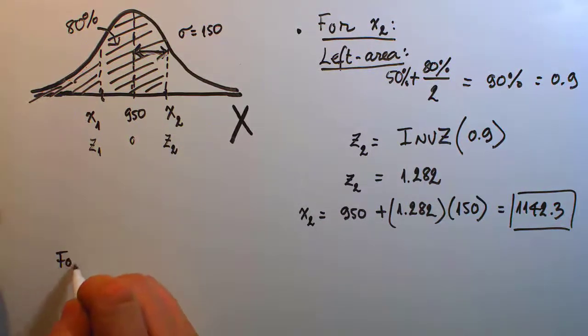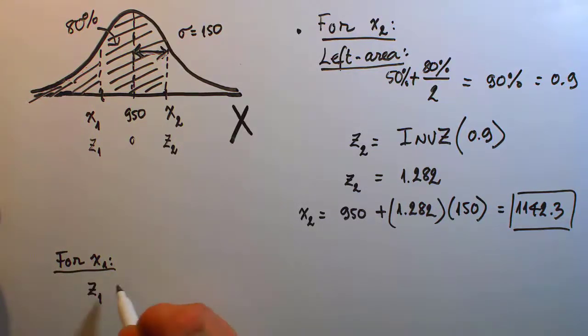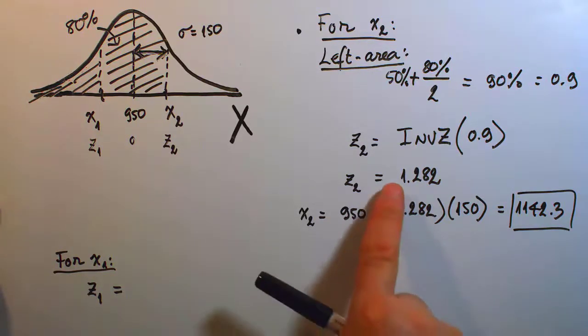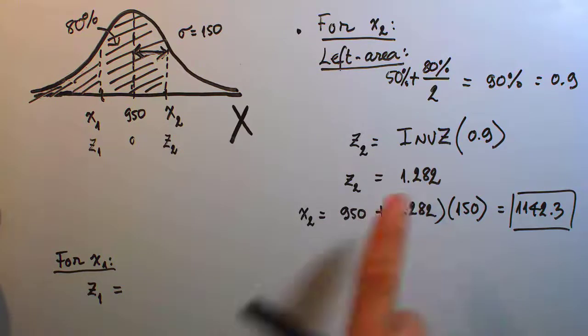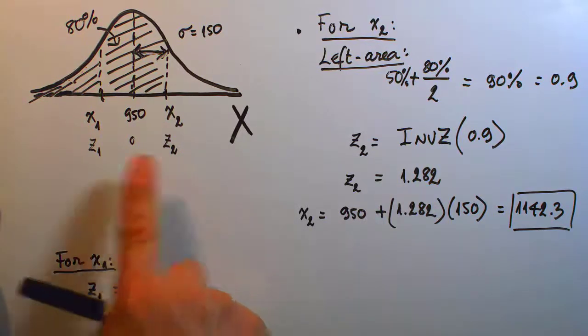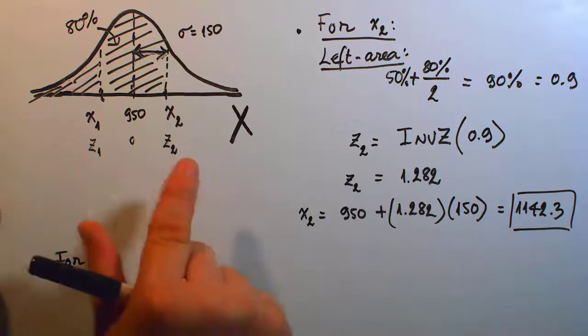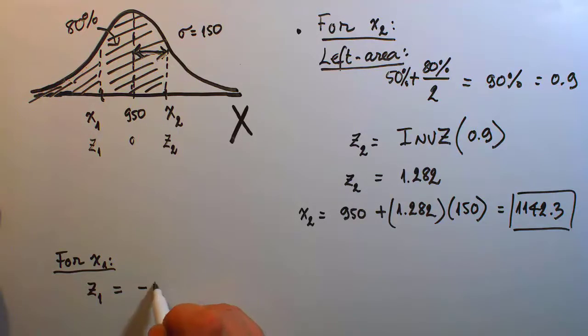So now for x1, finding the z-score step is as simple as flipping the signs. So here our z2 that we started with was a positive 1.282, then for z1 in this case we take full advantage of the bell curve being symmetric. Then z1 is simply going to be negative 1.282, and that saves us from doing all the calculation.